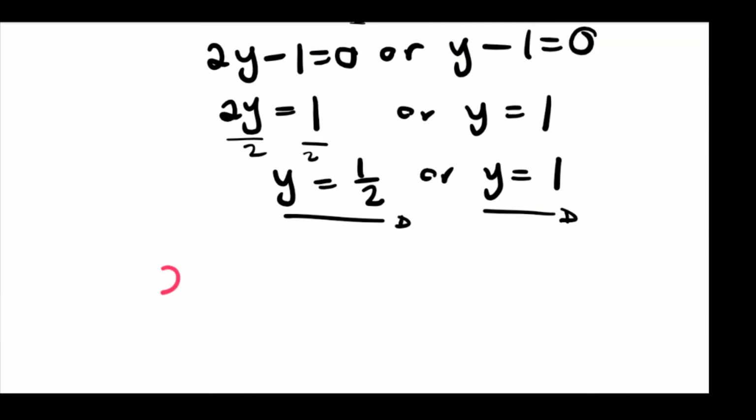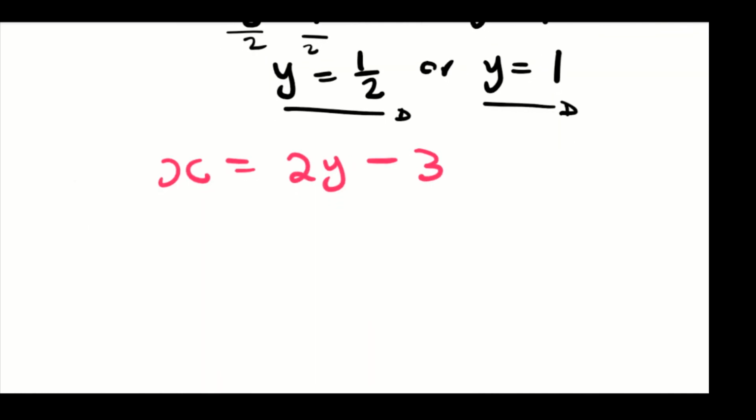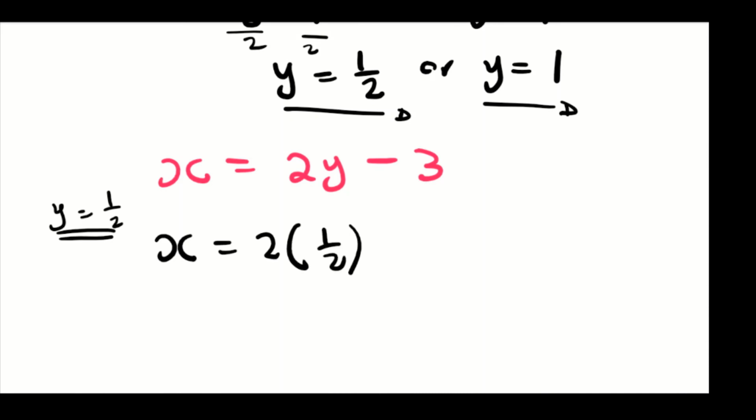Remember that x, which is our third equation, is equal to 2y minus 3. So we're just going to substitute both values of y to find the values of x, right? So the value of x when y is equal to 1 over 2, x is equal to 2 times 1 over 2 minus 3. This 2 here will cancel out this 2, so it's going to remain 1 minus 3, which is equal to minus 2, right?